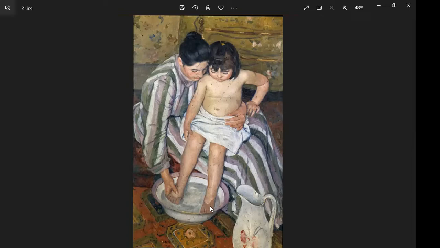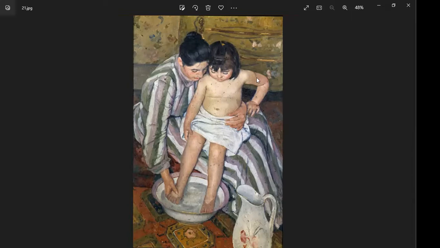All right, formal analysis. Well, it's obviously dynamic. I don't see a straight line anywhere in it. All the objects have curves and diagonals. And then for space, we have overlapping, obviously foreshortening, diminishing size on the objects, you know, the rug in the background. I don't think there's scientific perspective here. It doesn't need it, because it's too close up a view.